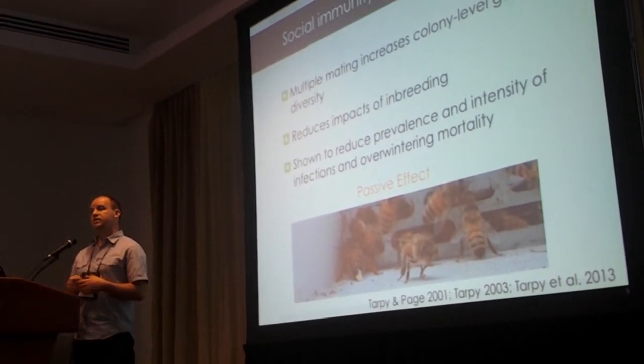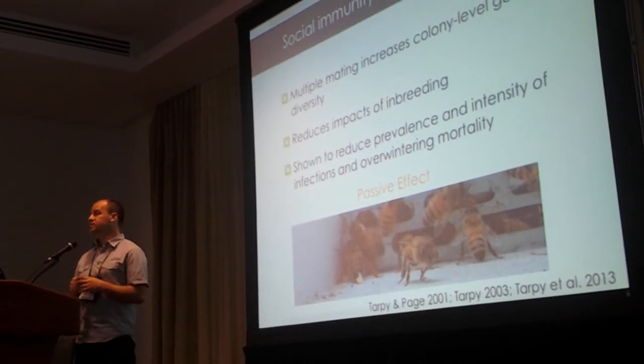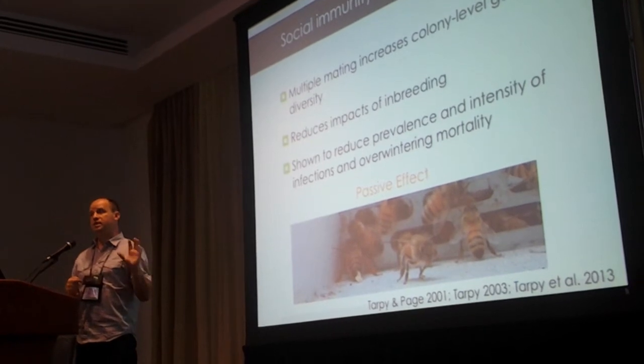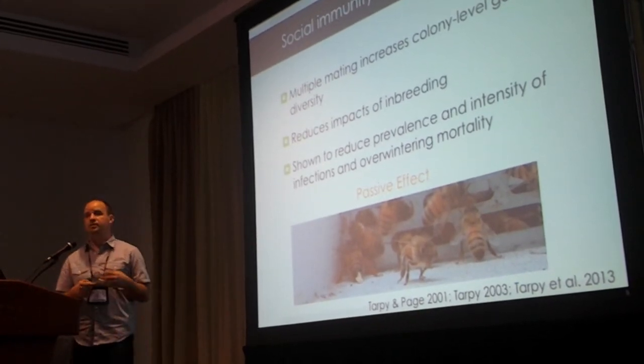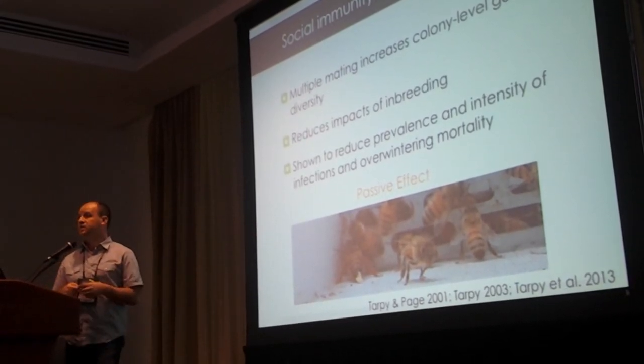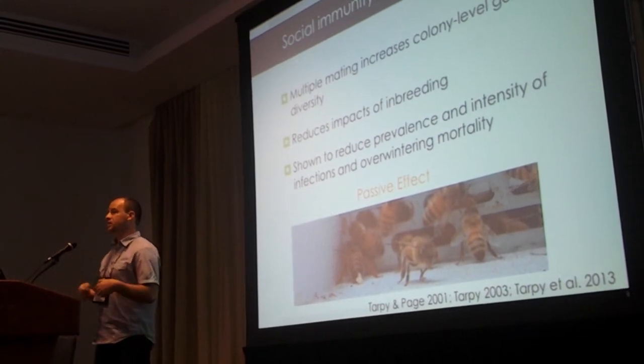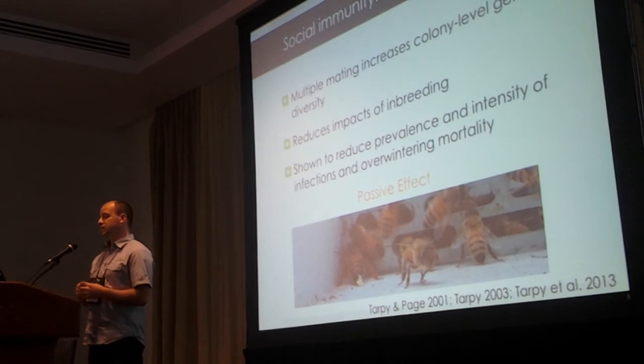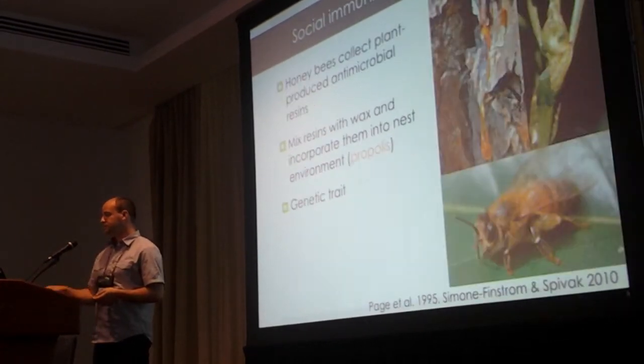Now, there's a lot of other non-mutually exclusive reasons why queens might multiply mate, but we're focused on the disease aspect here. And so this is really a passive effect. A colony can't change the level of genetic diversity that they have within that colony. It's kind of this background level effect that is having these impacts on disease resistance.